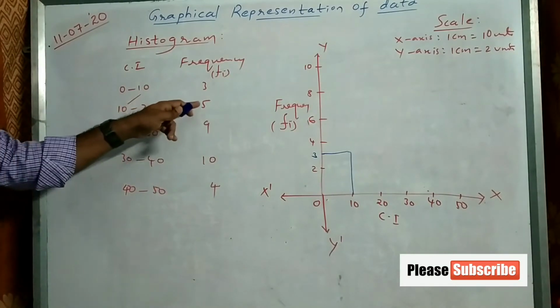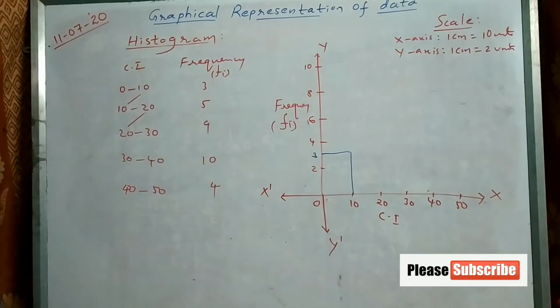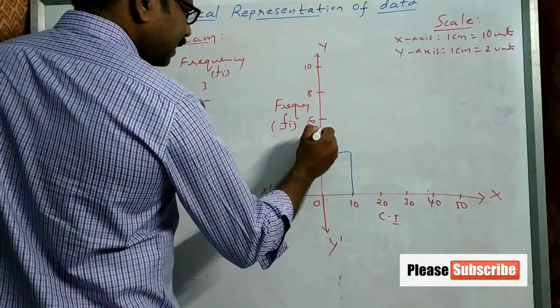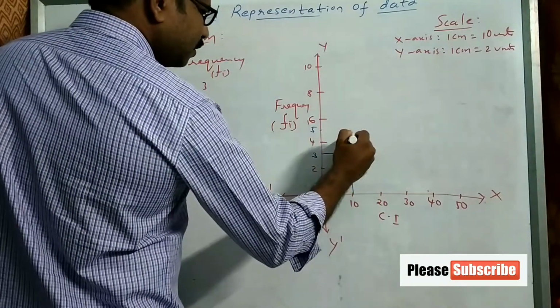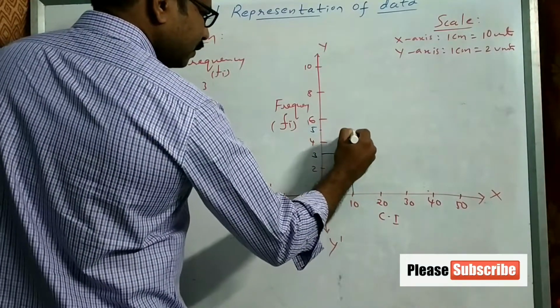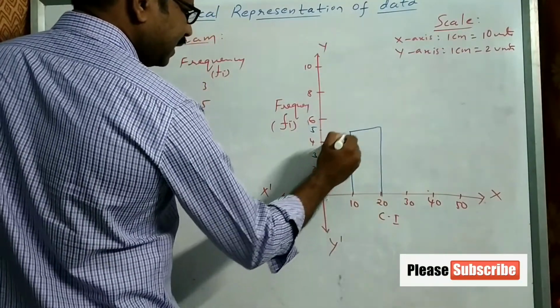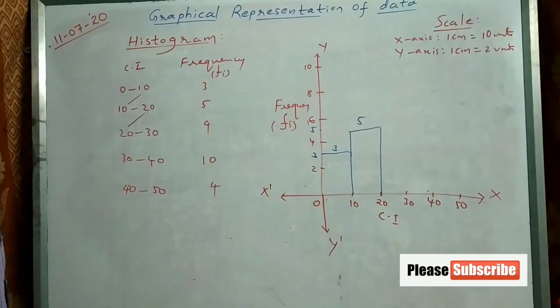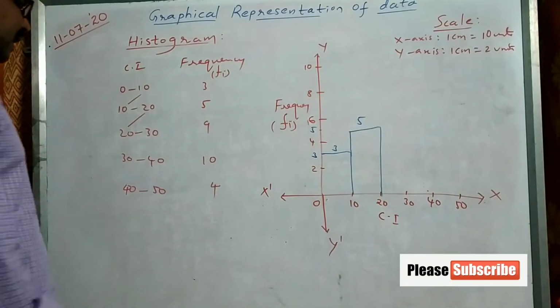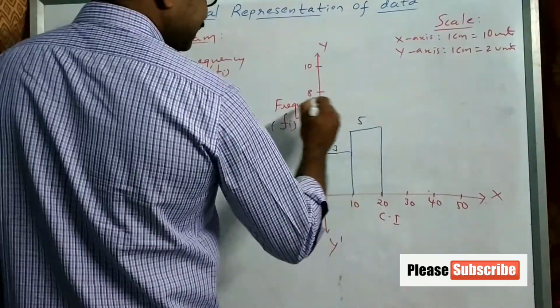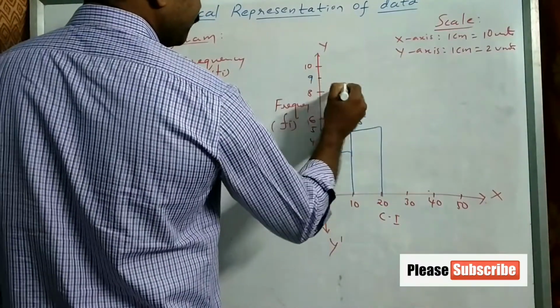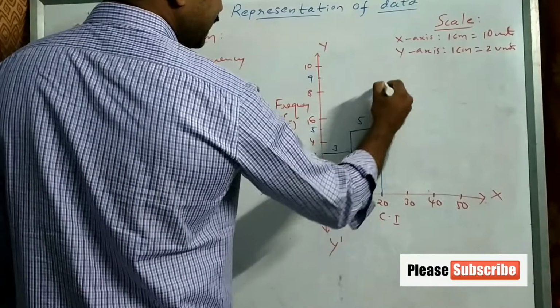10 to 20 the length of rectangle is 5. So between 4 and 6 you have 5 here. So you have to draw one adjacent rectangle between, this is 3, this is 5. Between 10 to 20. Between 20 to 30 you have 9 length. So 9 here. So adjacent rectangle.